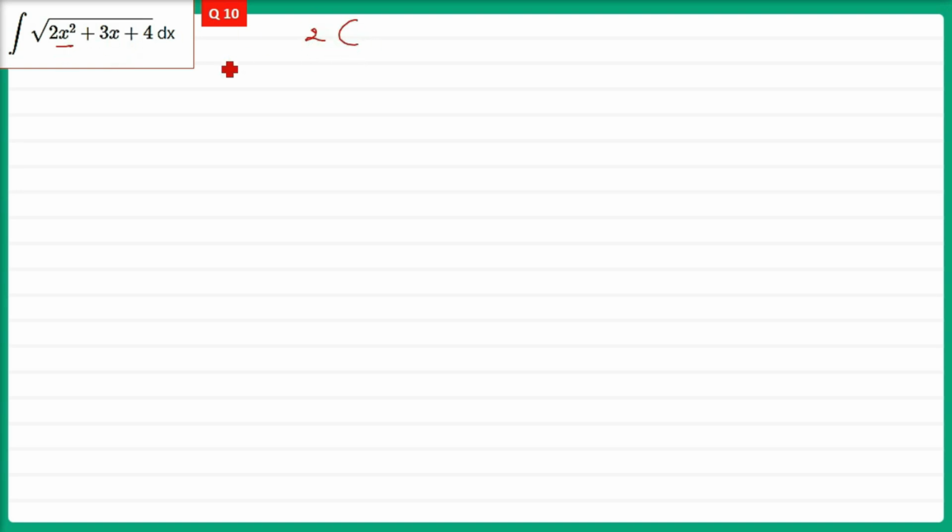If you take 2 outside, whenever we take something outside, it is just dividing every other element inside. So we have x square plus 3 by 2x plus 2, and this all is inside. Now we'll make the perfect square.